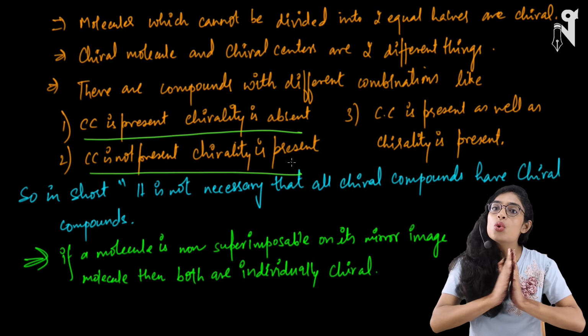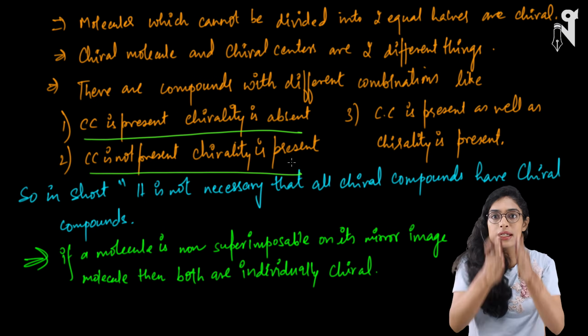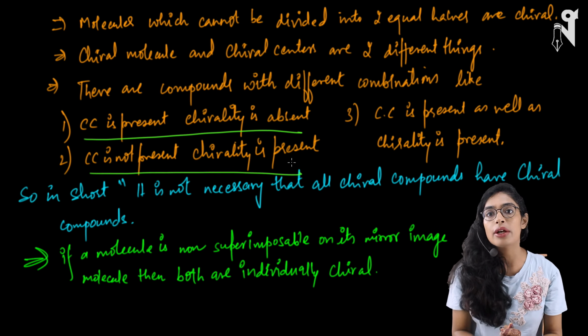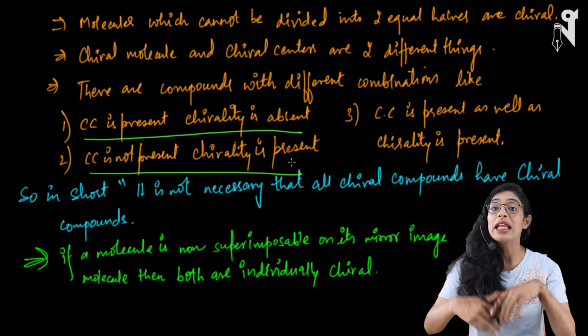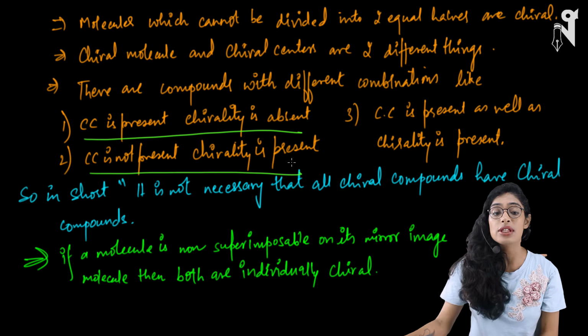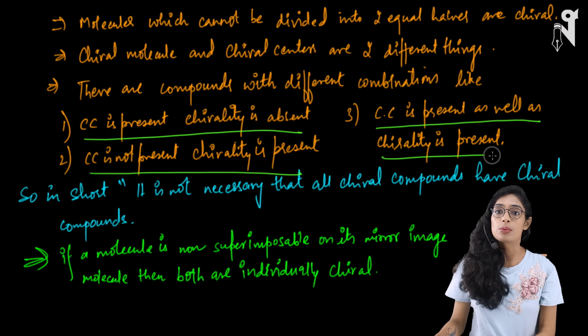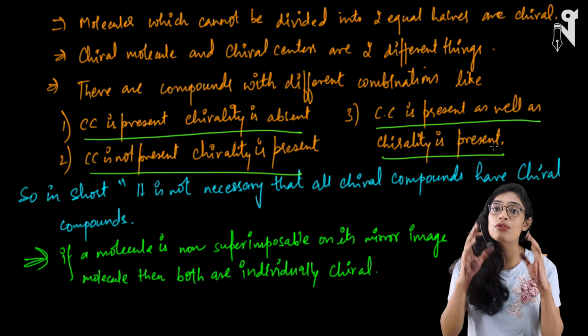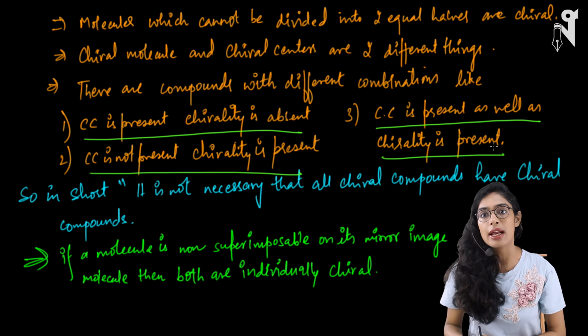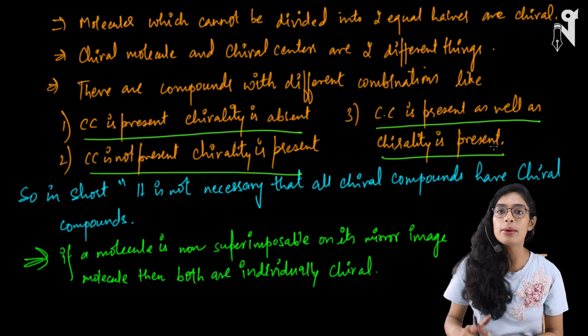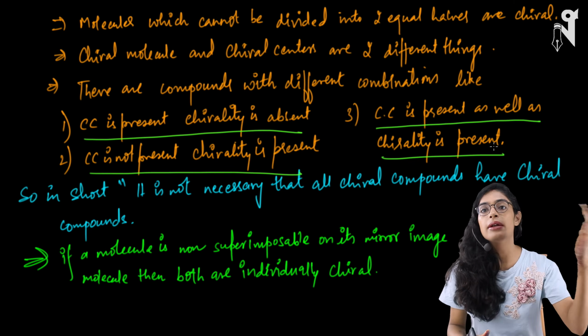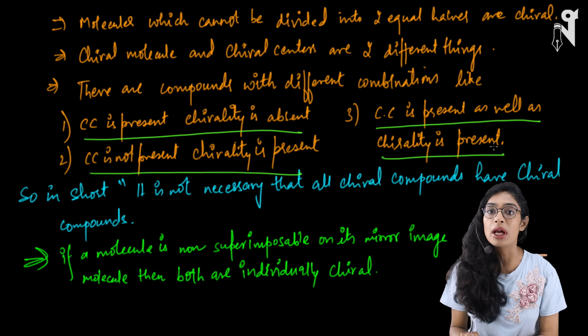That means the molecule has no chiral center at all, and still your molecule cannot be divided into two equal halves. And the third such case we have also seen, where a chiral center is present and chirality is also present. So the presence or absence of a chiral center is not affecting chirality. Chirality is a different phenomenon altogether, and a chiral center is a different phenomenon.